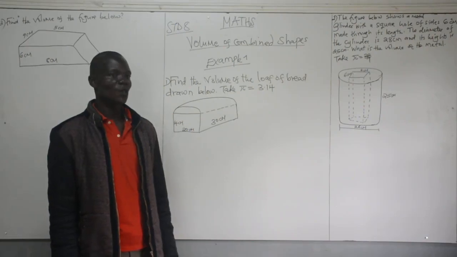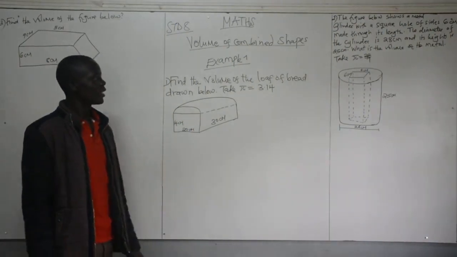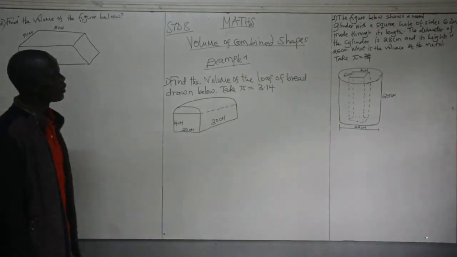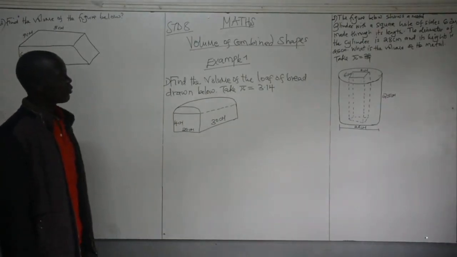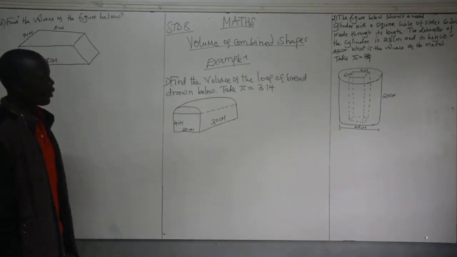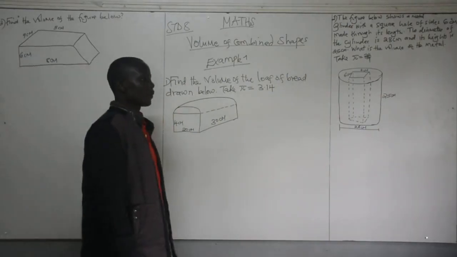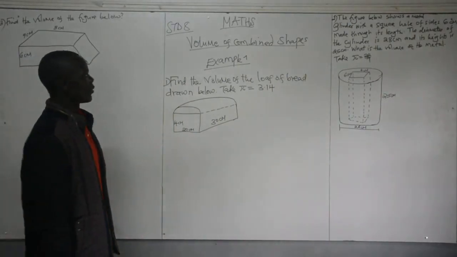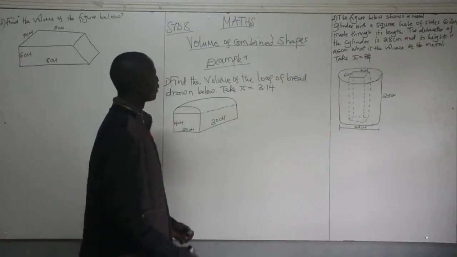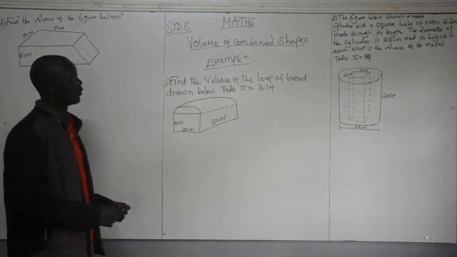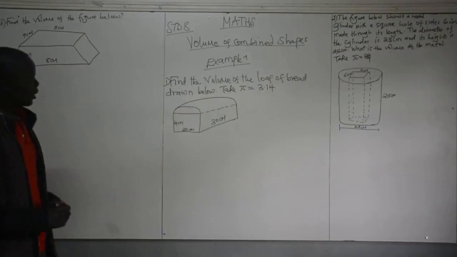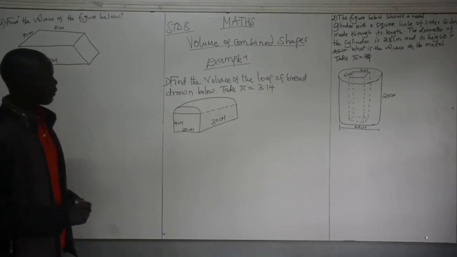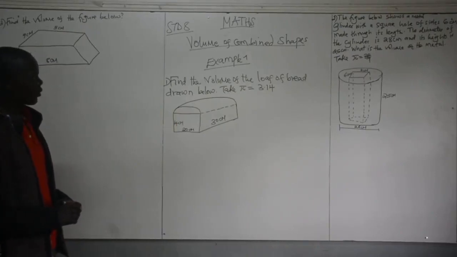Today I want us to continue looking at volume. Last time we looked at volume of cylinders, volume of cuboids and cubes, and we also talked about the volume of a triangular prism. So today I want us to look at volume of combined shapes. With us here we have several examples which I want us to go through.